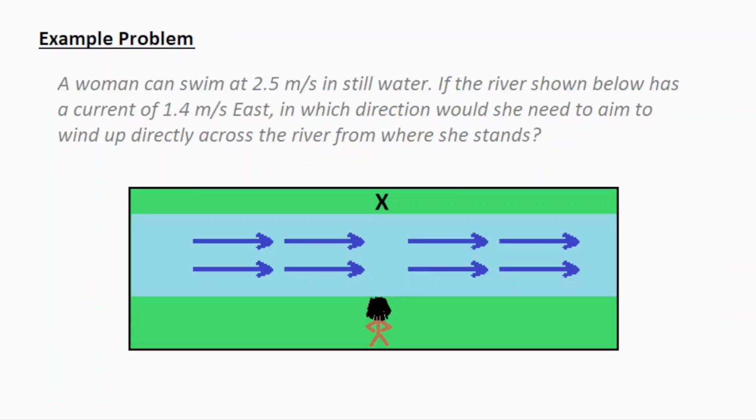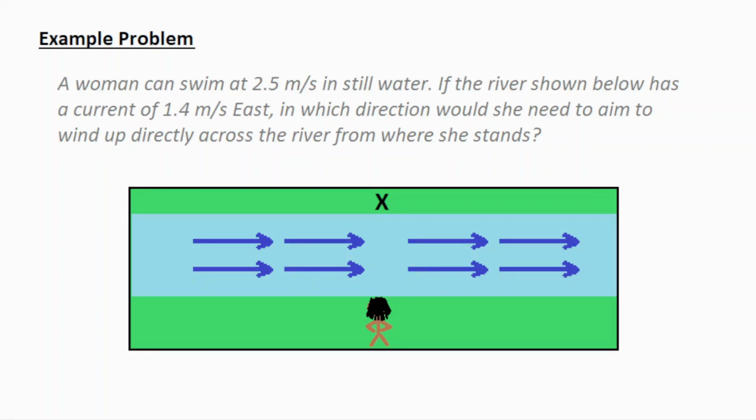Here is another example. We have a woman standing at the bank of a river. Directly across from her path is a location marked X, and her goal is to swim across the river and wind up at the X. Given her paddling speed, and also the current in the river, the question is, in which direction would she want to aim her paddling to wind up at the location marked X?